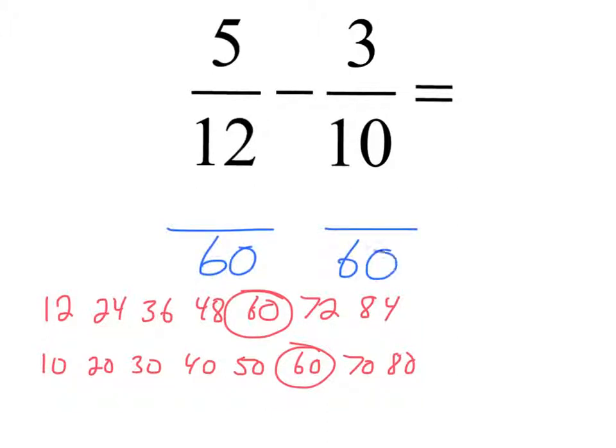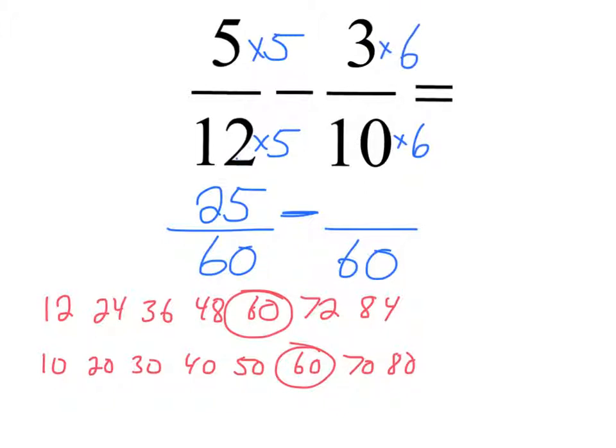So I'm going to rewrite each fraction out of 60. I ask myself, what did I do to 12 to get to 60? Well, I multiplied times 5. So I do the same thing to my numerator, and I get 25/60ths. To get from 10 to 60, I multiplied times 6. So I'm going to do the same thing to my numerator. 3 times 6 is 18.